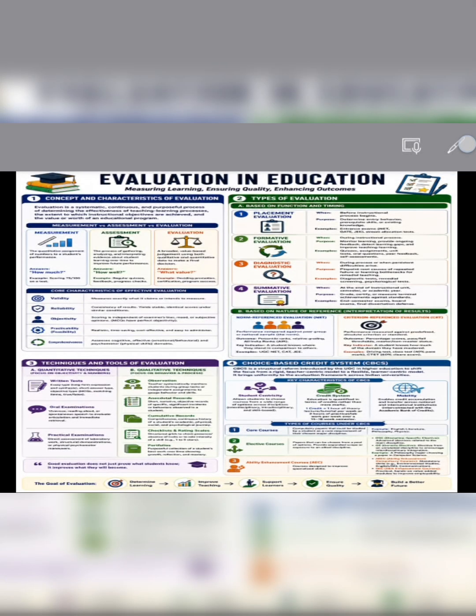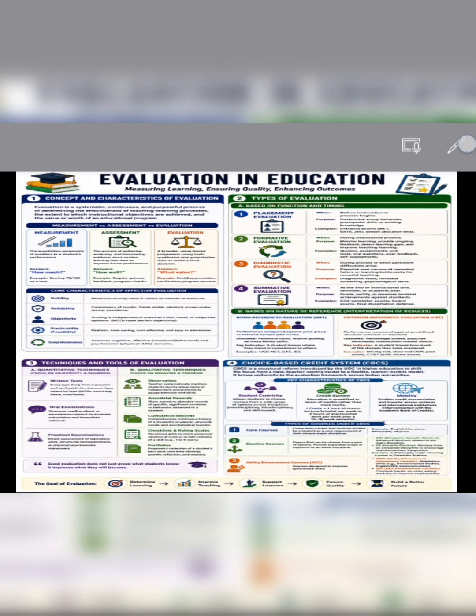Secondly, based on nature of reference, we have norm reference evaluation and criterion reference evaluation. Moving on to NRT, that is norm reference evaluation. Performance is compared against a peer group or national norm. It aims to rank students or determine percentile ranks. Key indicator: a student learns where they stand relative to others, for example, UGC NET, CAT, JEE, or any competitive ranking exam.